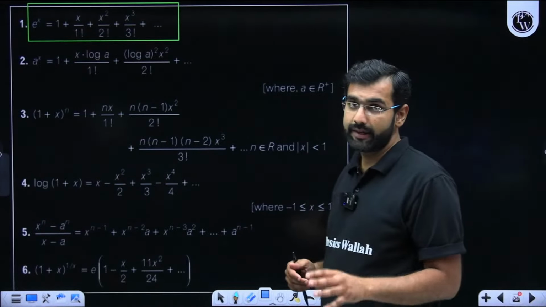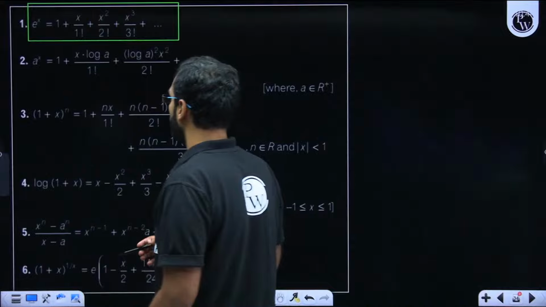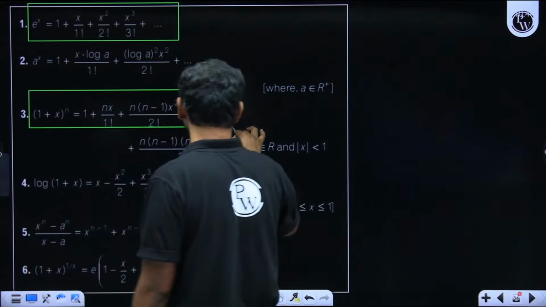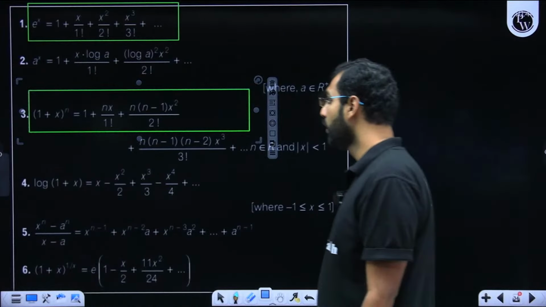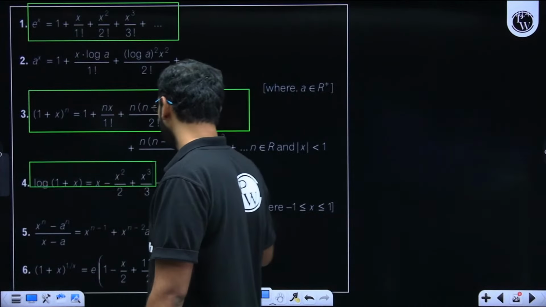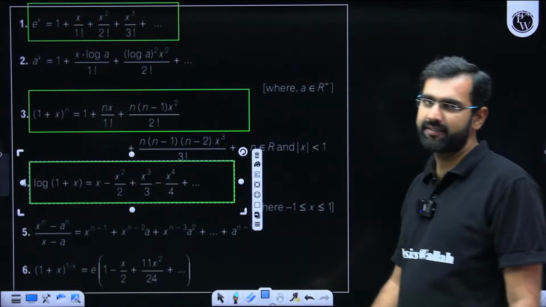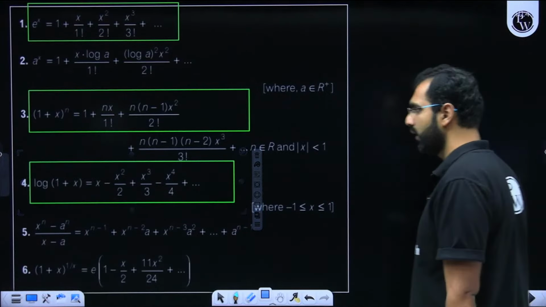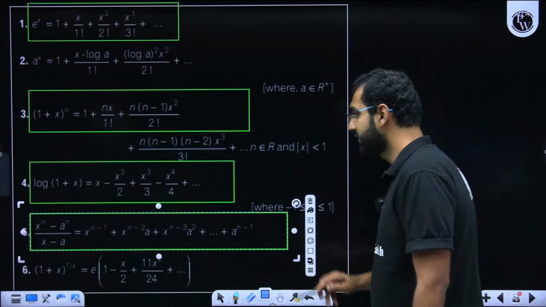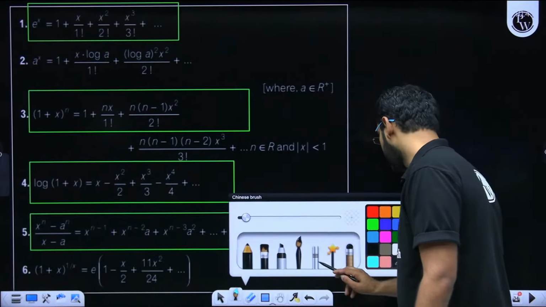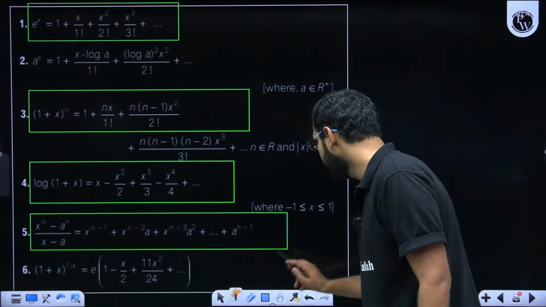They are dominantly useful, very, very useful. So e to the power x should be remembered by you. You all know the expansion of 1 plus x to the power n. I need not tell you. You should remember the expansion of log 1 plus x. It is x minus x square by 2 plus x cube by 3 and so on. You should remember this expansion. I repeat, JEE is in love with this expansion. This particular expansion, they keep on asking every year.